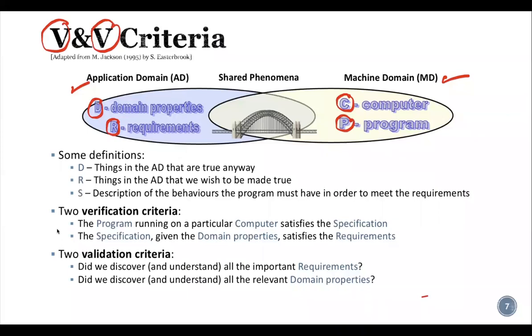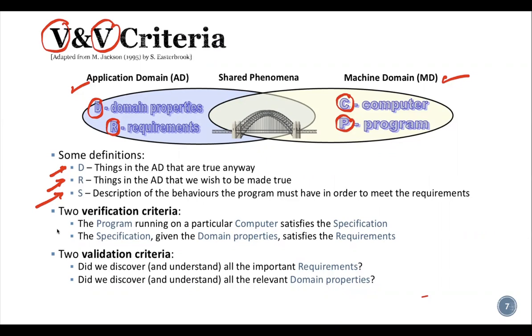There are some definitions that we need to establish to come up with V and V criteria. D refers to things in the application domain that are true anyway, while R, the requirements, are those things defined in the application domain that we wish to be made true. S, on the other hand, is a description of the behavior the program must have in order to meet the requirement. At this point, it's easy to extract different criteria for verification and validation based on the defined terms.